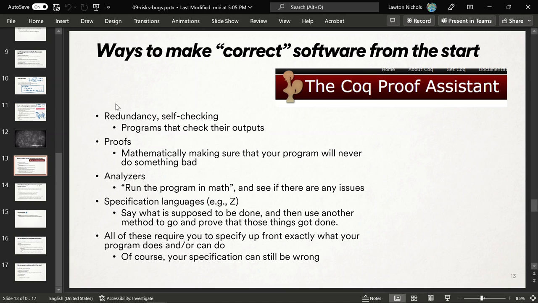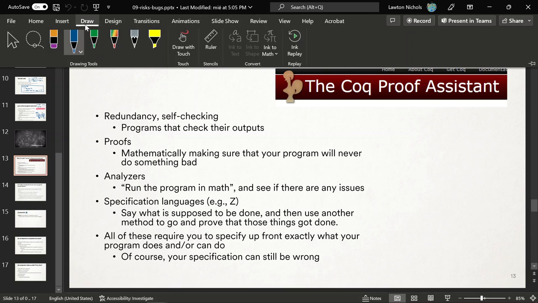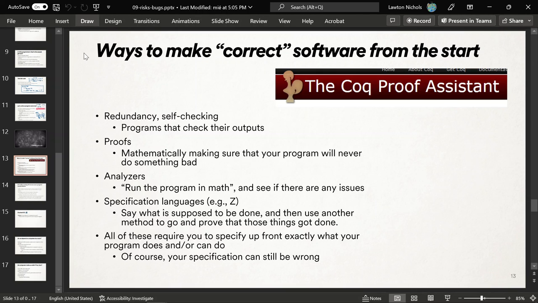Let me show you that. If you use math instead, you can prove that for your infinity of number inputs, it's always going to be correct. This is pretty cool. So, there's a bunch of different ways to make correct software from the start, and some of them involve lots of math, okay?